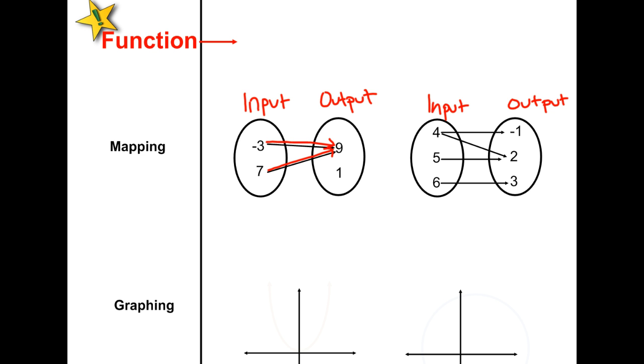Again, over on the right one, we have our input and we have our output. That means that when we put a 4 into our function, we will get out a -1. If we put in a 4, we'll also get out a 2. If we put in a 5, we'll get a 2, and if we put in a 6, we'll get a 3. Those are our input to output relationships.